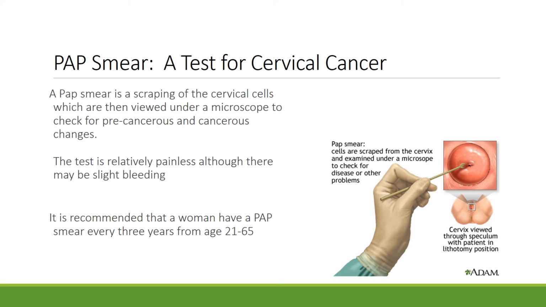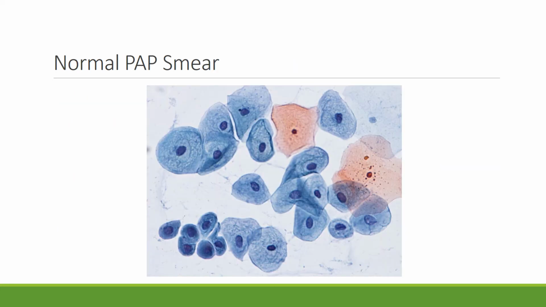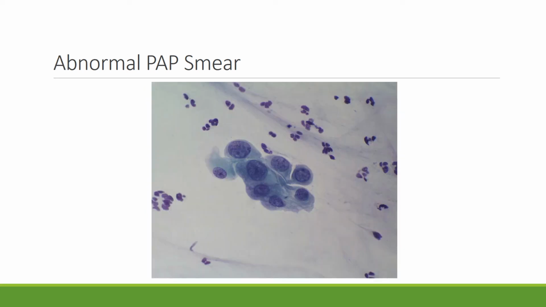In the past, it's been recommended a woman have a Pap smear every year beginning at age 18. Currently, the recommendation is a Pap smear every 3 years for women from ages 21 to 65. This slide shows you how the cells of a normal Pap smear should appear. This is a slide of an abnormal Pap smear. Compare it to the previous slide, and I think you can easily see the differences.